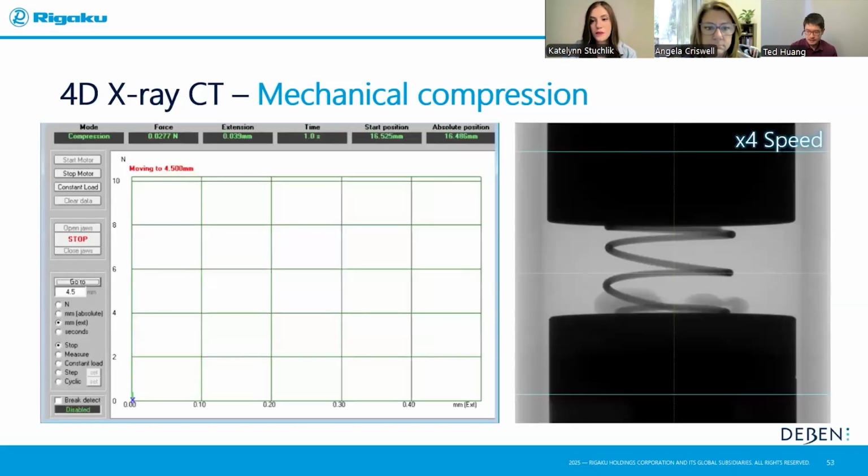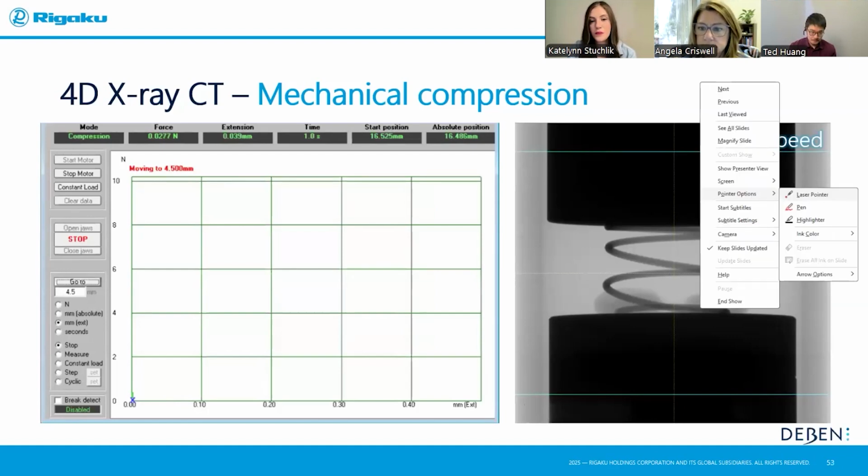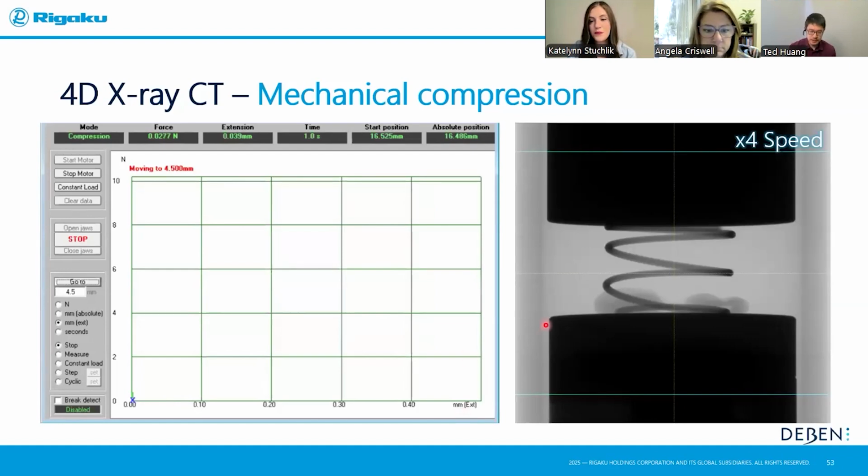Now, we can start our test. So let me change to pointer so I can look at some. So here on the left, this is the compression interface of the Devon. It's quite analogous to many of the control interface of a conventional hydraulic jig. You have force control, you have compression mode. This one does also have tension mode. You can control extension, do cyclic load, and so on and so forth. And you can change the axis to be either time, extension, or force.